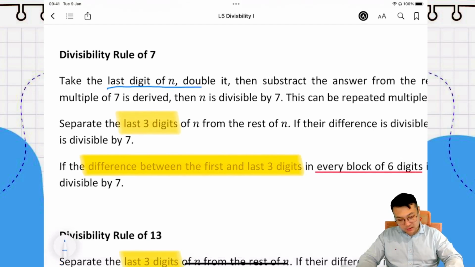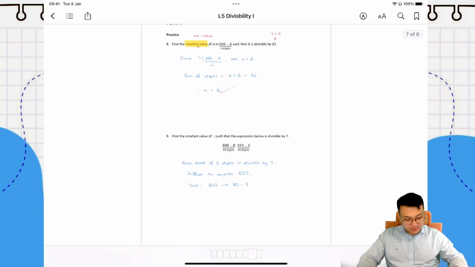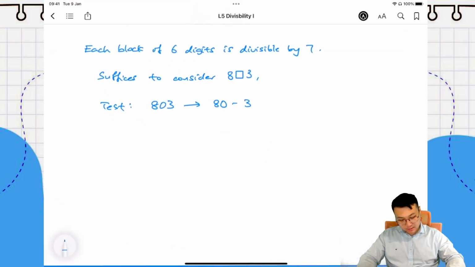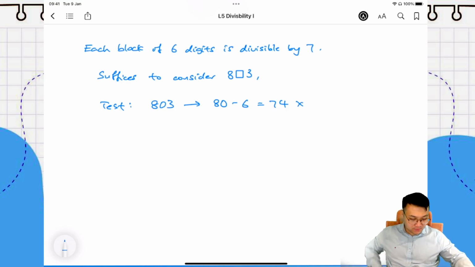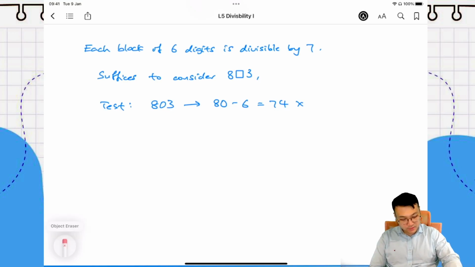Take the last digit and do what? Double it. Come, let's try to double it. Then minus 6, that's 74. Is it divisible by 7? No. So which is the next multiple that is divisible by 7? 70 what is divisible by 7? 7. So what must I do? Let's add 3. So the answer is 3. Yes, you got it. Well done, CJ.